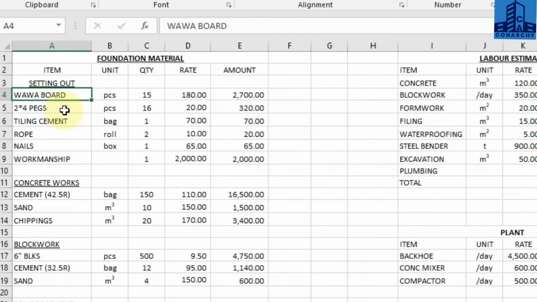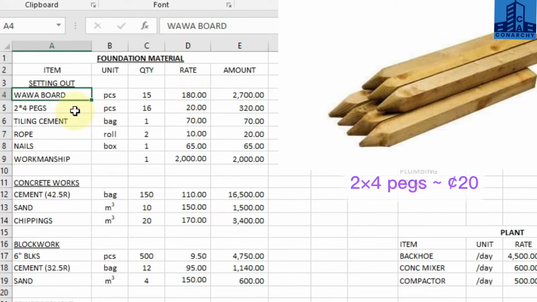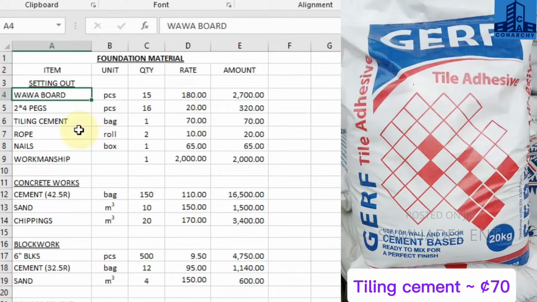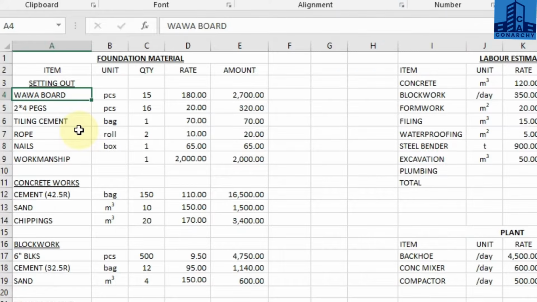We also need 2x4 pegs. The 2x4 pegs are just used to erect the wire board. For that, we will be needing 16 pieces. A 2x4 peg is costing around 20 cedis. Tiling cement. This tiling cement is used for marking out on the land. Most people will try to use sand, but it's not really visible. The tiling cement is whitish and it's very visible, so I prefer to use the tiling cement. One bag is okay. It's costing around 70 to 80 cedis. You can get one tiling cement.